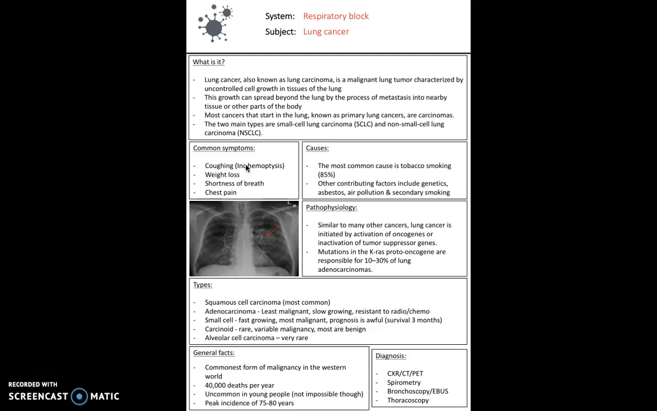breath, and chest pain. Now, the problem with symptoms for lung cancer is that they're so similar to the symptoms that present for so many other diseases in the respiratory block. So therefore, lung cancer is really quite hard to diagnose, especially in general practice.